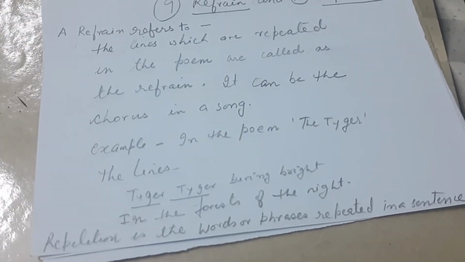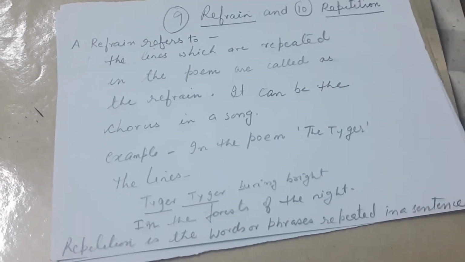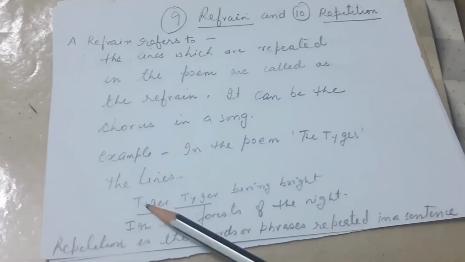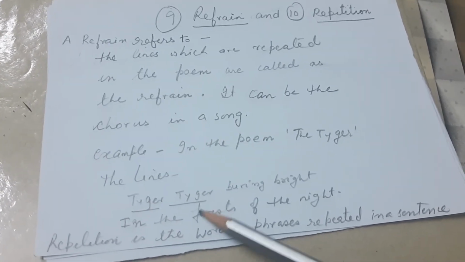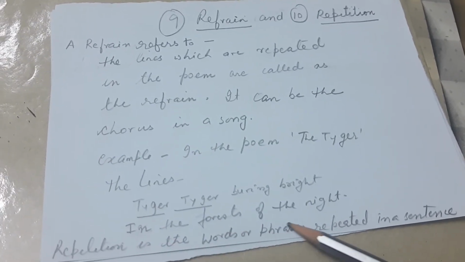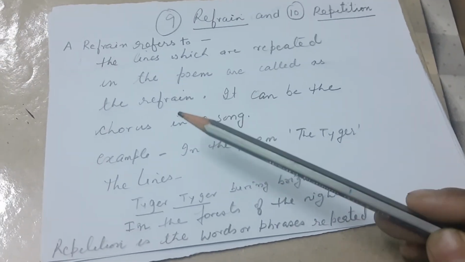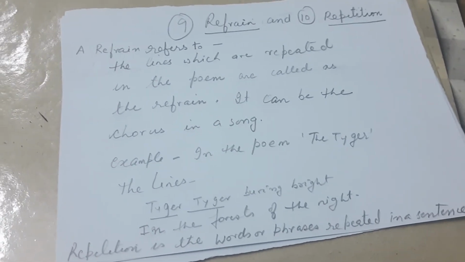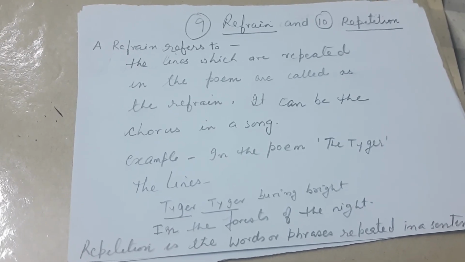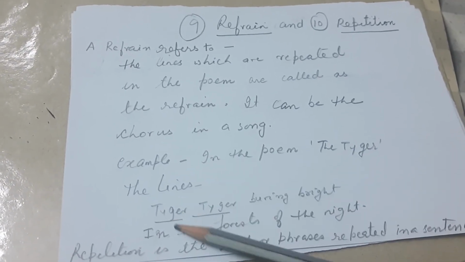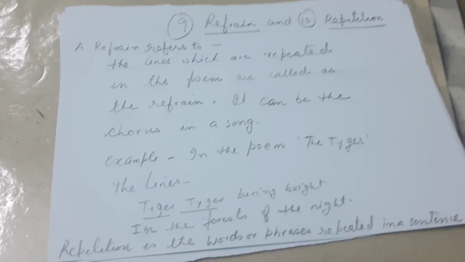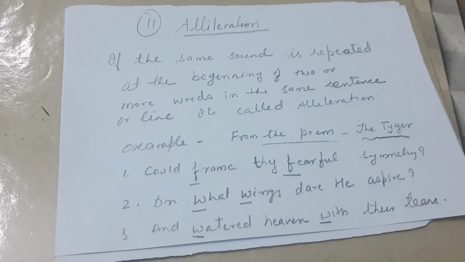In the same way, if we see repetition, the word tiger, tiger is repeating, which means repetition is the words or phrases repeated in a sentence. So, refrain means the chorus or the lines that are repeated in the poem, and repetition refers to the repetition of the words in a statement. The next is alliteration.